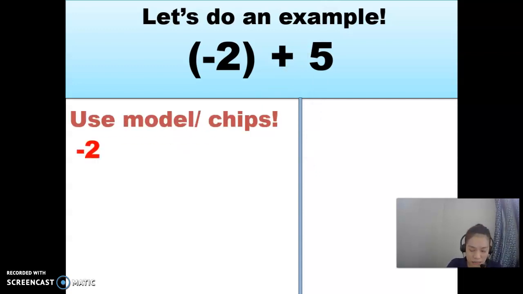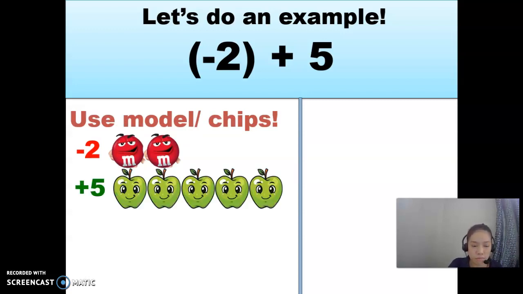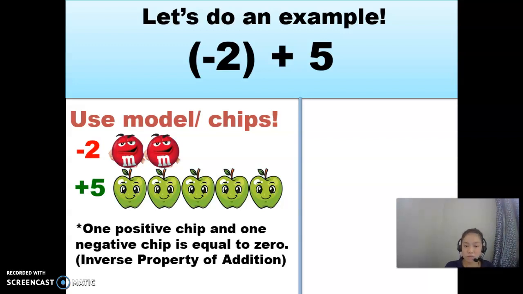Okay, so now negative 2, red chocolate, 2 red chocolate. Next, positive 5, so 5 green apples. So let us recall that we have 1 positive chip, or the green apple, and 1 negative chip, or the chocolate, so equal to 0.